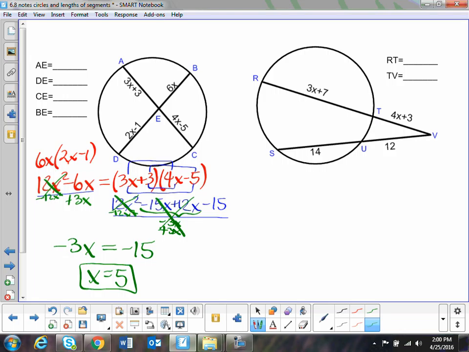Okay, so once we plug in x, tell me what the length of EB is, y'all. 30. Write 30 down. What's the length of DE? 9. What's the length of CE? And AE? Okay, so a little bit of algebra that you have to do. All right, let's go to that one.